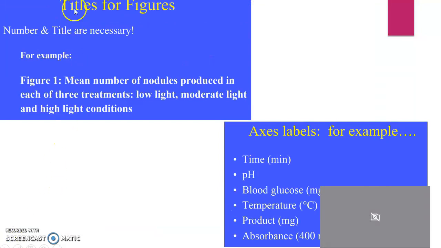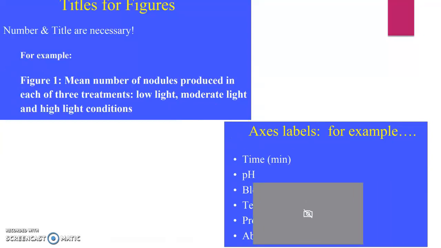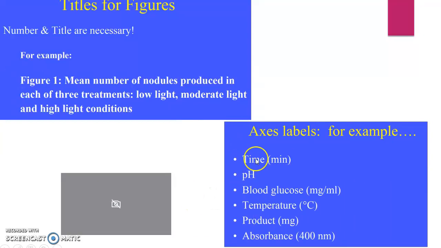Okay. Titles for figures. Number and title are necessary. For example, for figure 1, you'd put the words Figure 1, colon, mean number of nodules produced in each of 3 treatments: low light, moderate light, and high light conditions. Or for your axis labels, for example, like I was telling you, time in minutes. You have to have units.